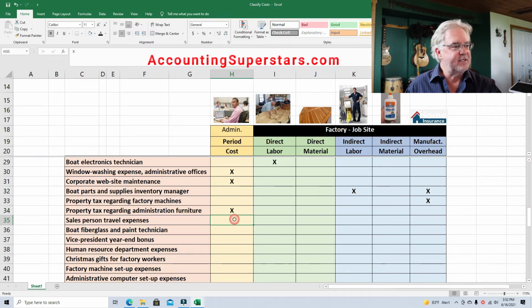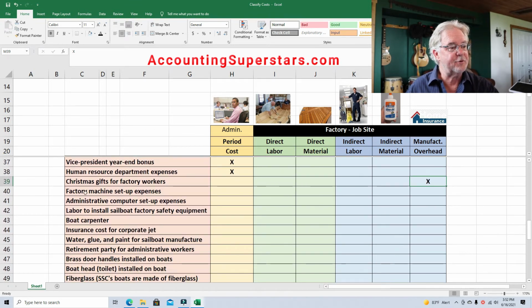Salesperson travel expenses. Well, there we go. Period costs. Boat fiberglass and paint technician. That is direct labor. Vice president year-end bonus. That is a period cost. Do you notice everything about the office is a period cost? Human resource department expenses. That's certainly the office. Christmas gifts for factory workers. That would be manufacturing overhead. Has to do with the factory.